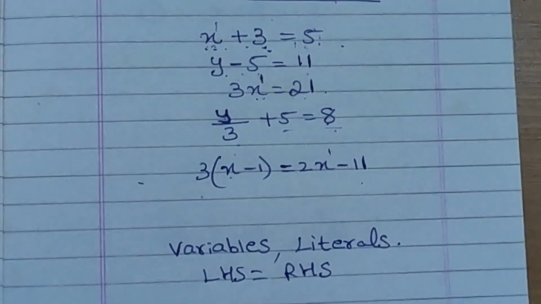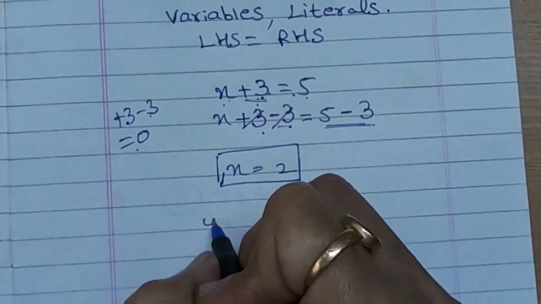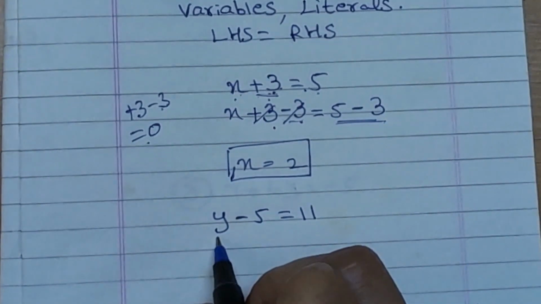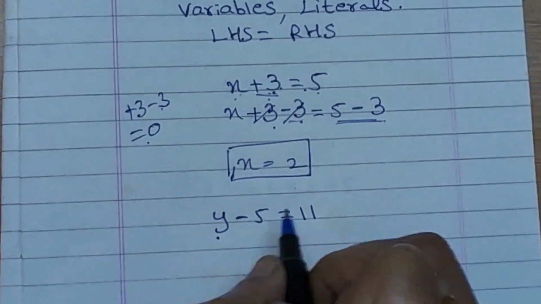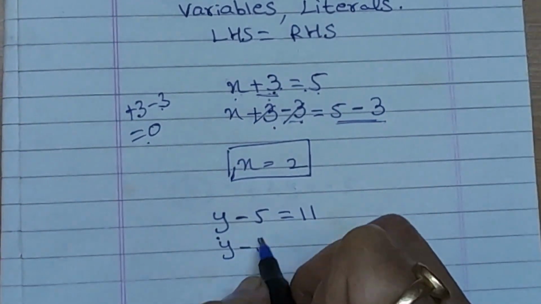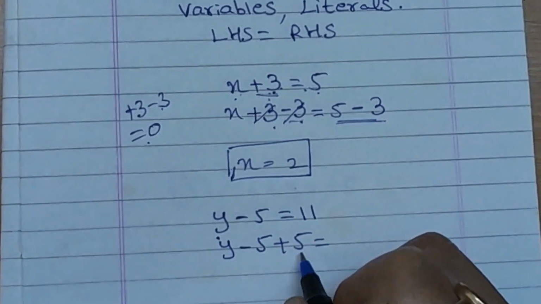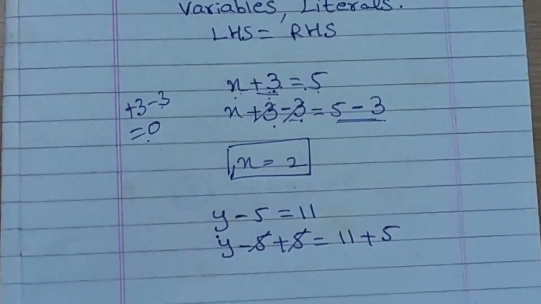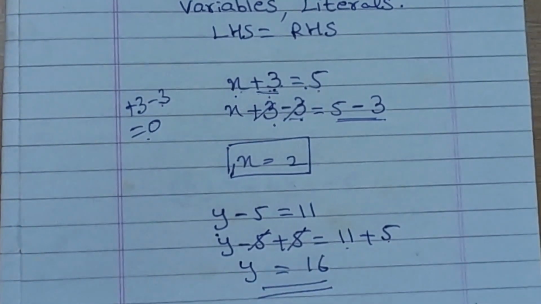Same way, the second equation, y minus 5 equal to 11. Now here we want the value of y, so here we have minus 5. To get rid of this minus 5, we have to add 5. So what we will do, y minus 5 plus 5, we add on LHS. So plus 5 is added on LHS, we have to do the same thing on RHS. Now this minus 5 plus 5 gets cancelled, so y is equal to 11 plus 5, 16 is the answer.